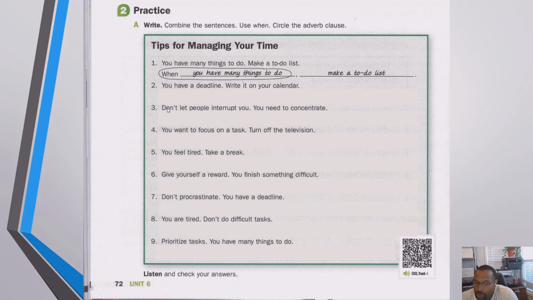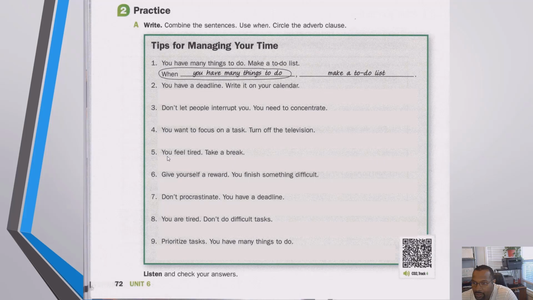Number 3, don't let people interrupt you. You need to concentrate. So I would write this: when you need to concentrate, comma, don't let people interrupt you. All right. You want to focus on your task. Turn off the television. So I would write this: when you want to focus on your task, comma, turn off the television.